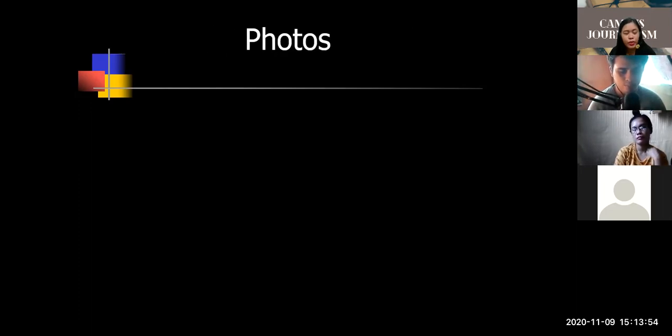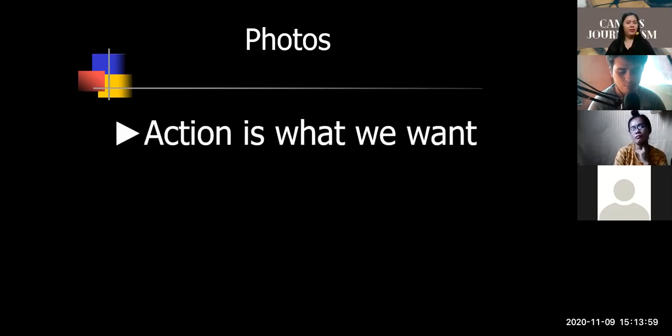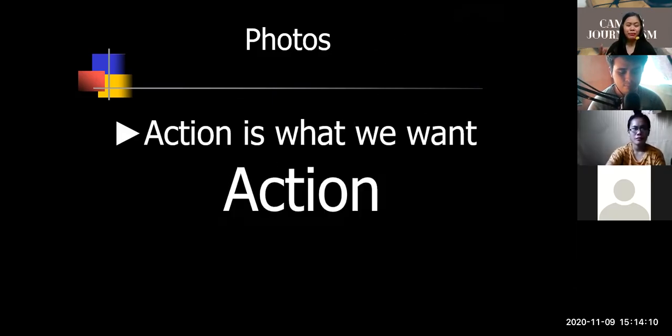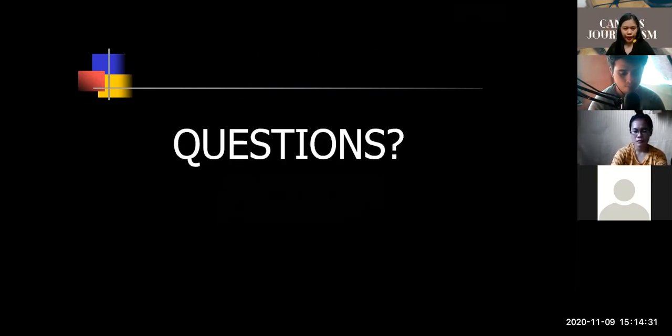Okay, and the most important thing about sports writing, by the way, guys, is photos. Action is what we want in a sports article. That's why it is action that you should be putting in your photos. We will talk more about photojournalism in another lecture, but please take note that when you do real sports writing in the field, it's very important to also get a photo that has action in it. Okay, questions so far?